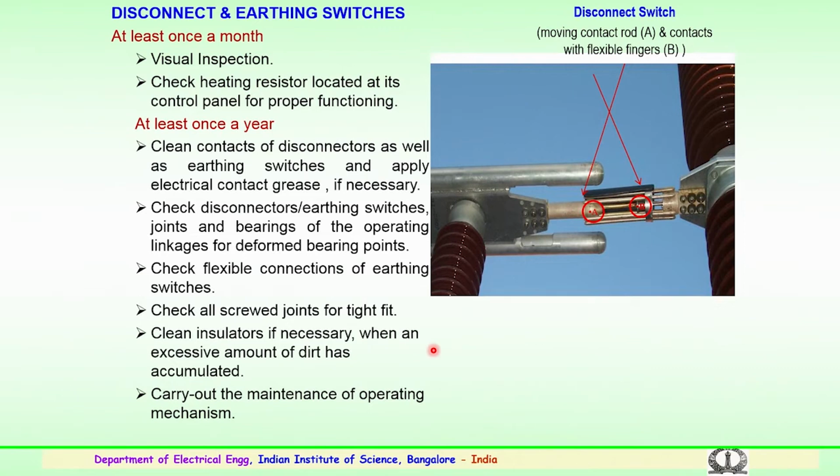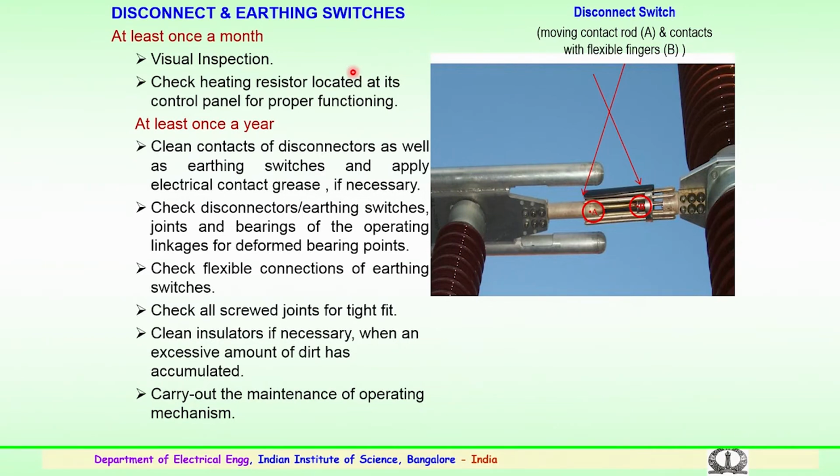So, this disconnector switch comprises a moving contact with flexible fingers, as shown. Again, these disconnector switches vary with the different voltage levels. Various types of disconnector switches are employed at different voltage levels. These disconnecting switches have to be attended to at least once a month.